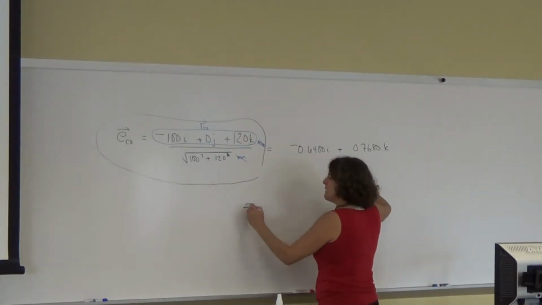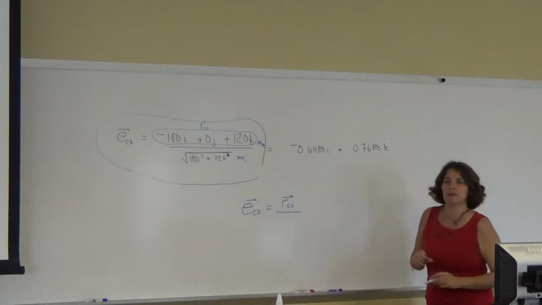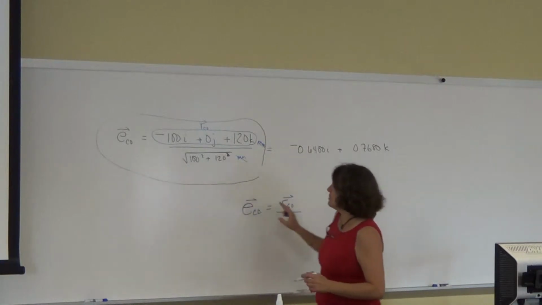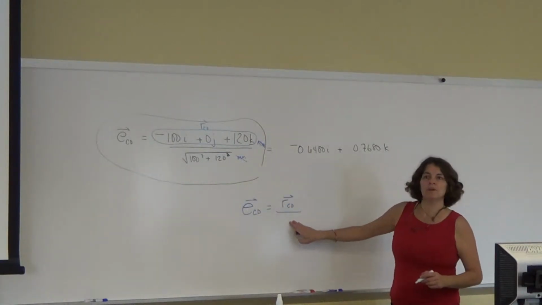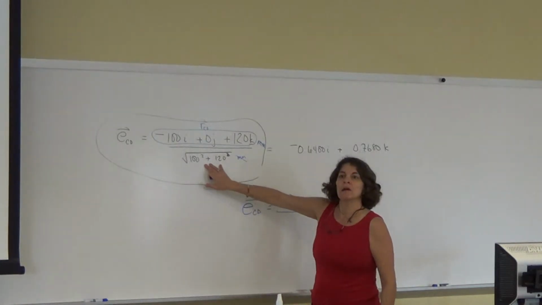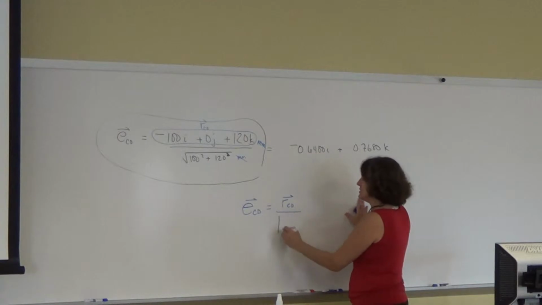So the unit vector of a line is equal to the R vector over, what should I put in the denominator? Andrew? My unit vector is equal to my R vector over, what's this value here representing? Magnitude. The magnitude of the R vector.